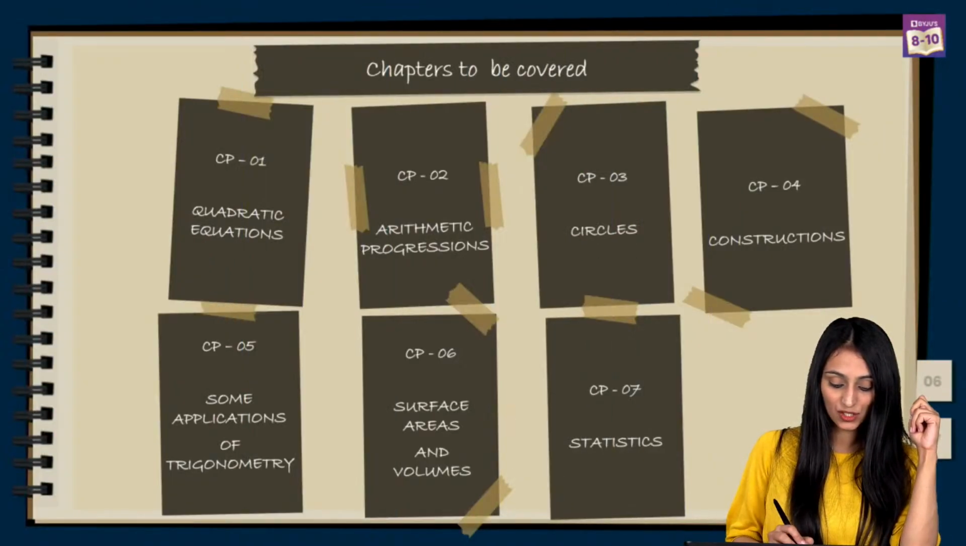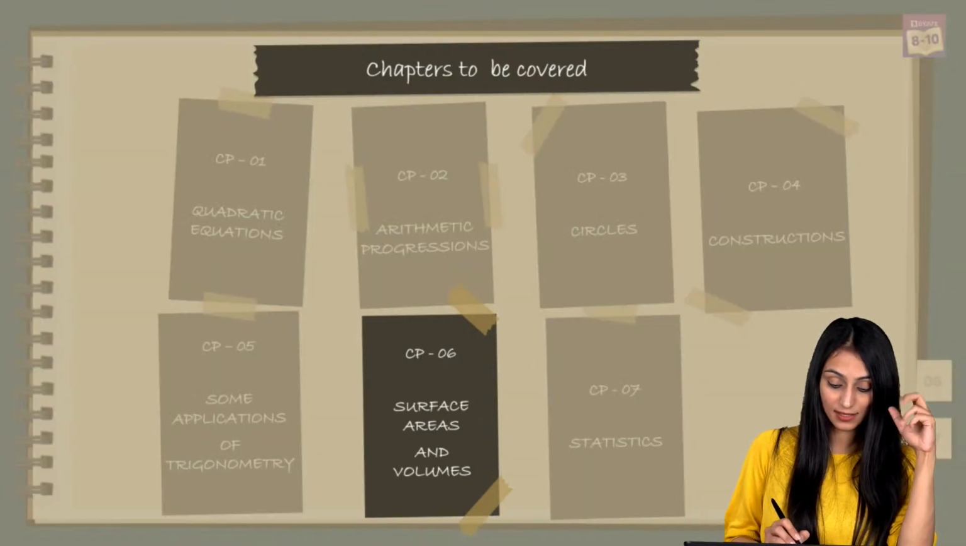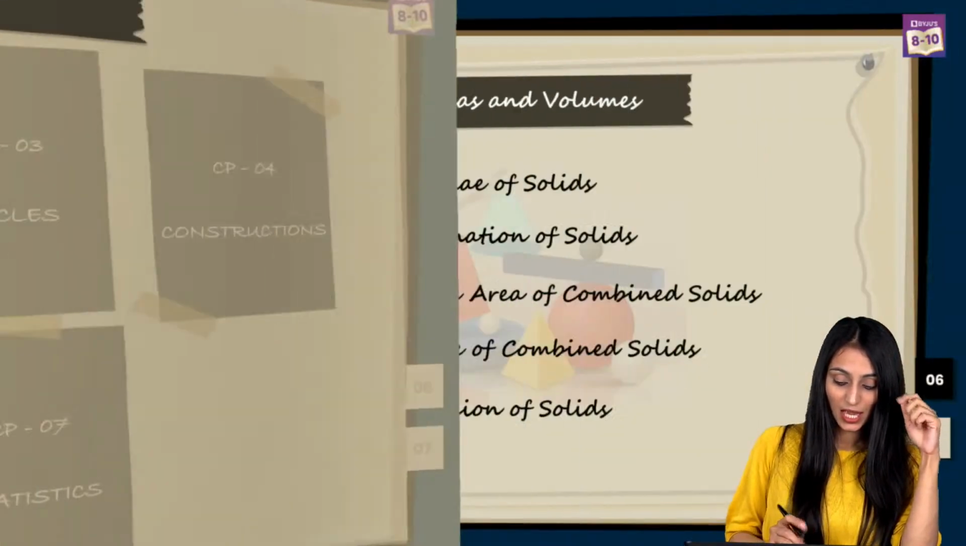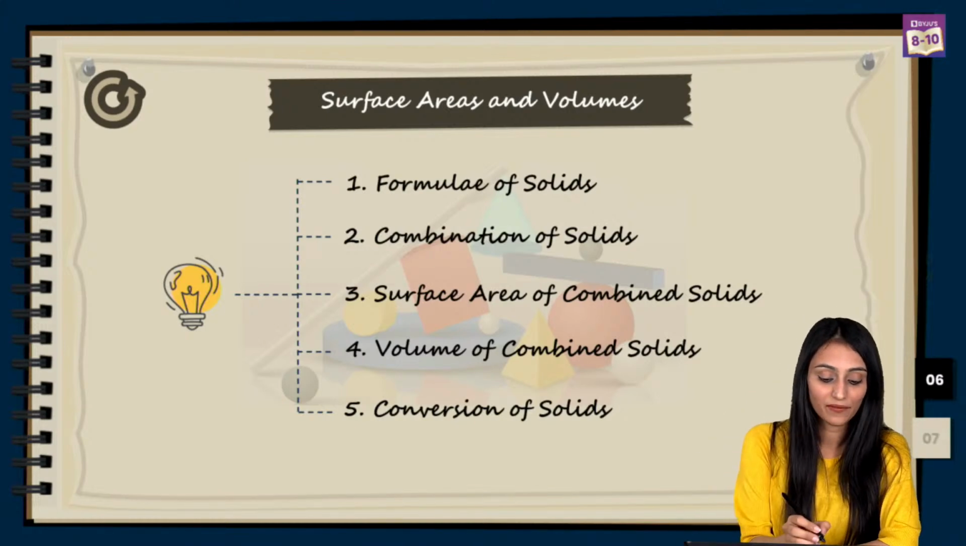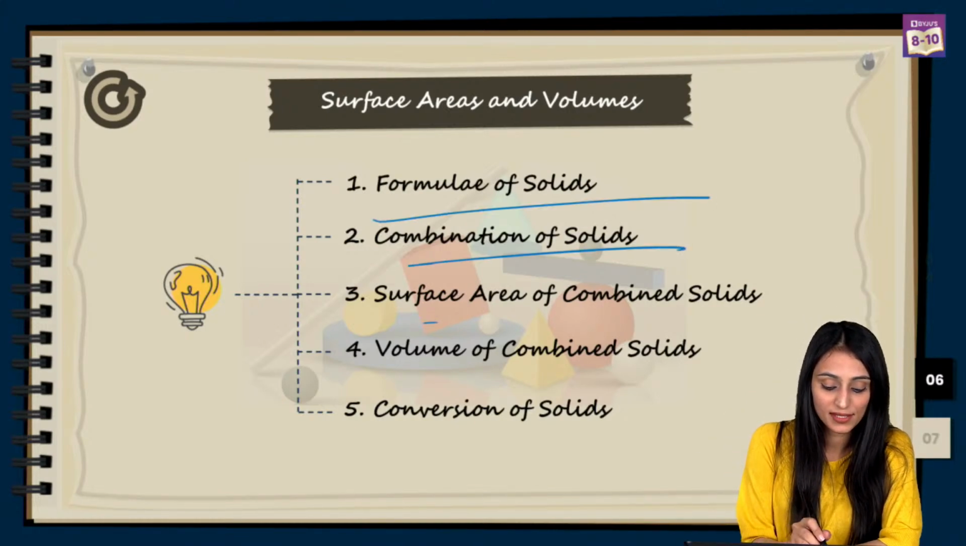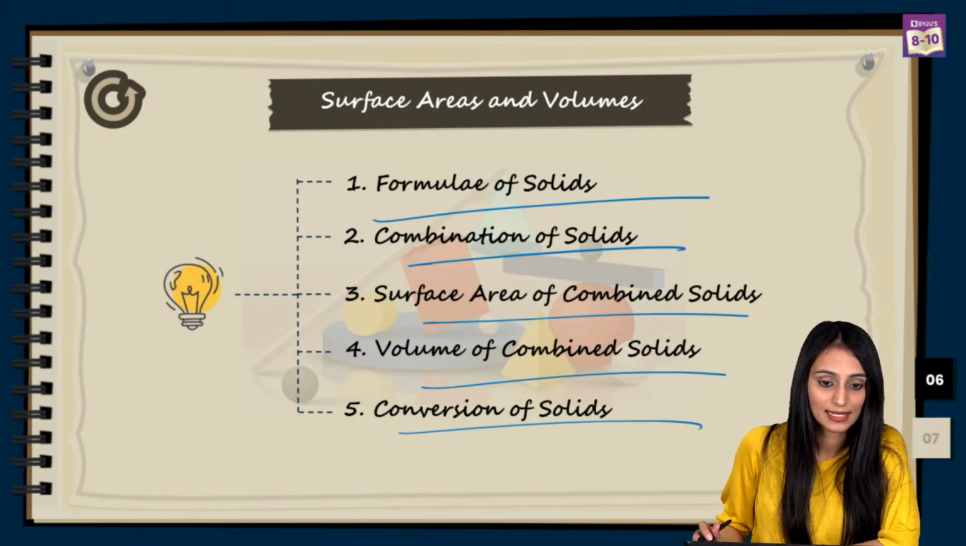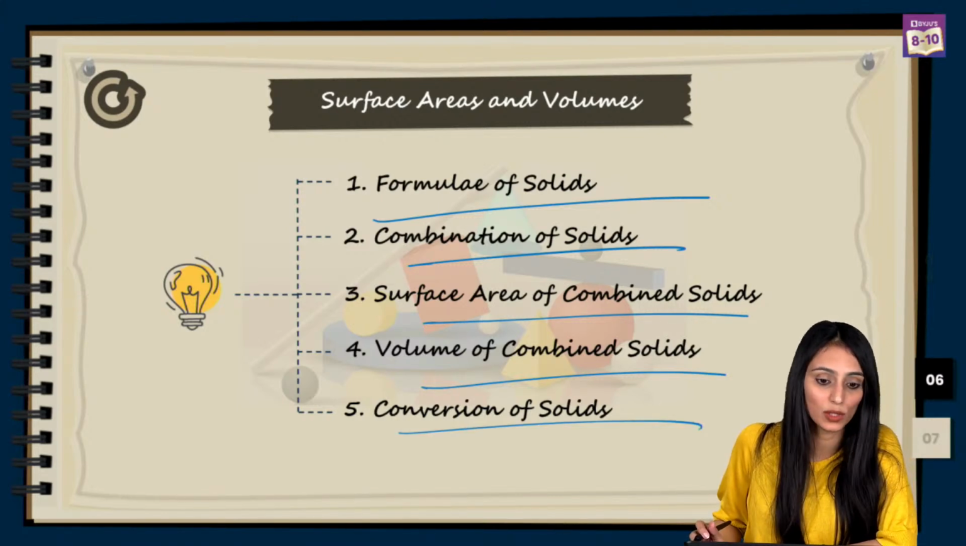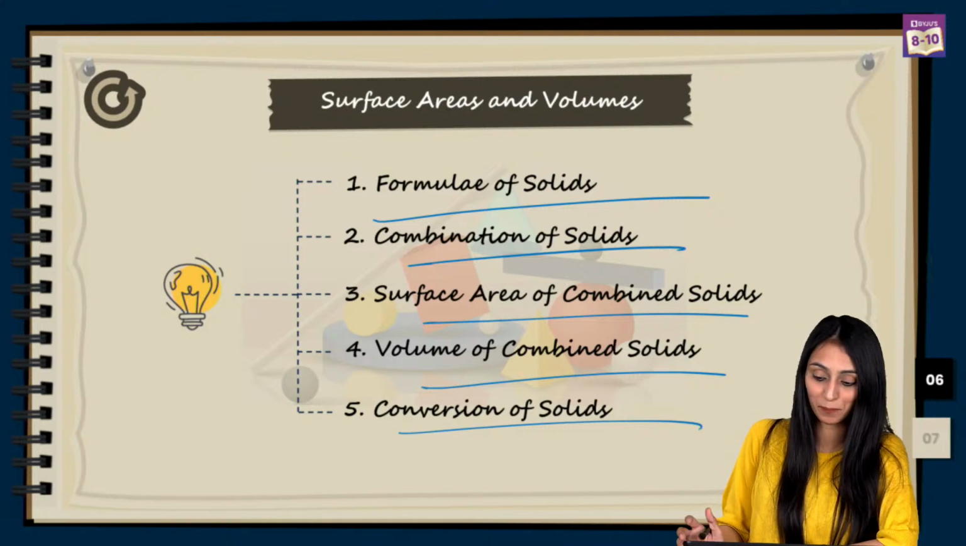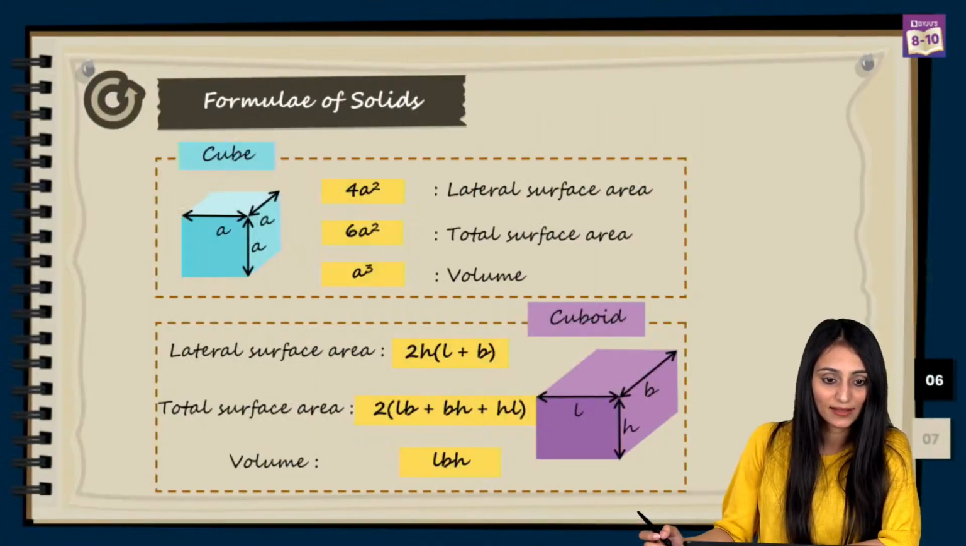Let's take a look at the next chapter that we have. Now we'll be discussing surface areas and volumes. So what all we have here? We have formulas of solids, combination of solids, surface area of combined solids, volume of combined solids, and conversion of solids. Yes, mind maps make it easy to learn, right? That's why we have provided it. Alright, let's take a quick look at the formulas.